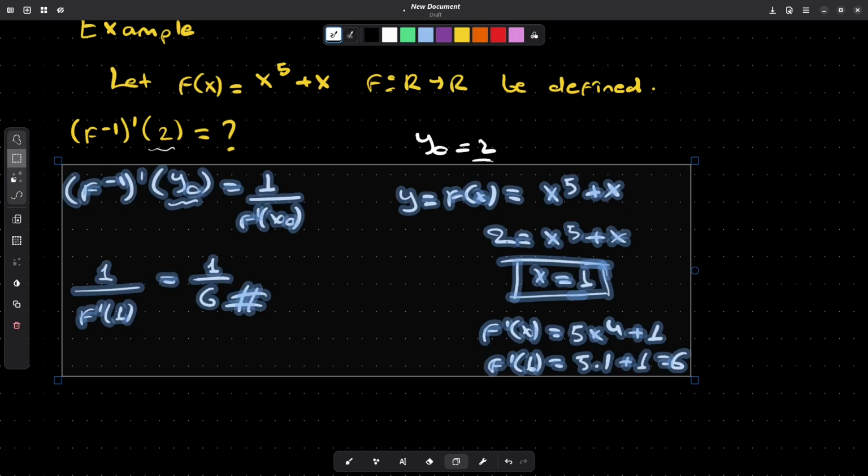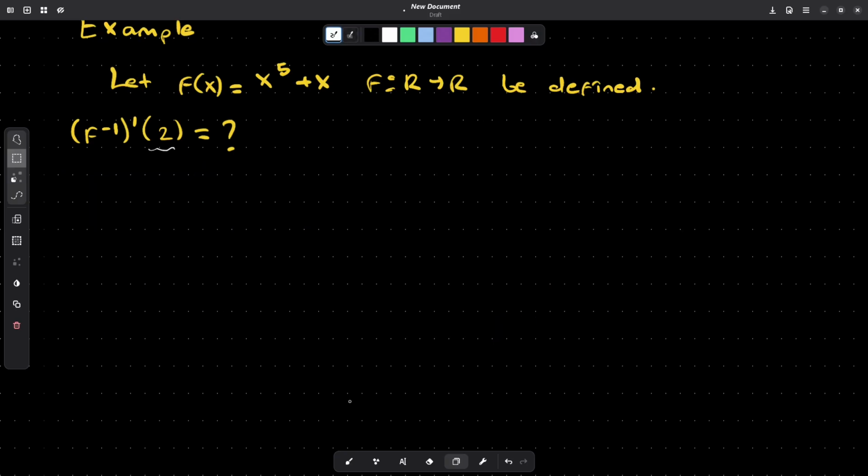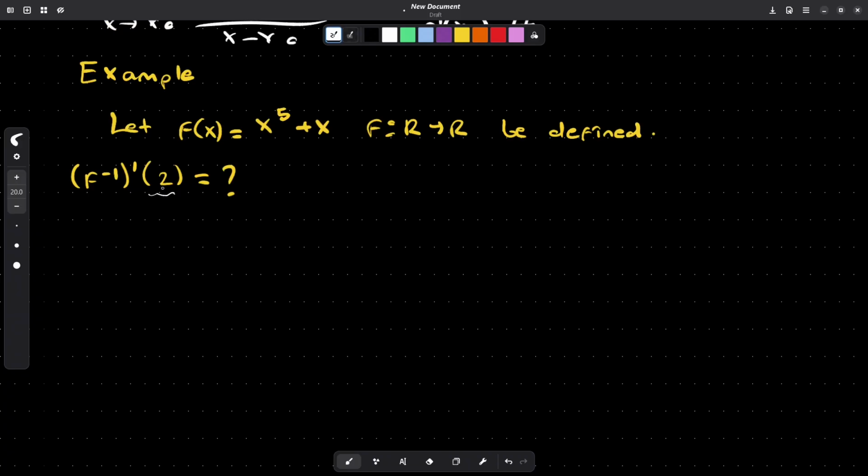The second method, you don't need to use the theorem. So let's start with our function. Our function is x to the fifth power plus x. We can swap the inside and outside of the function f, so f of f inverse of x. Okay, I said I will swap. I did not. f inverse of x to the fifth power plus x is equal to x.